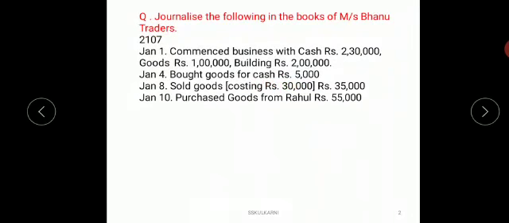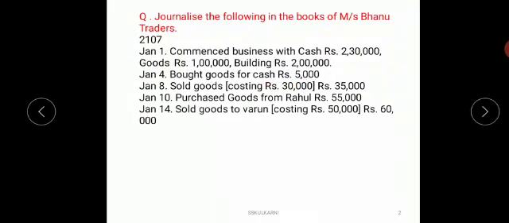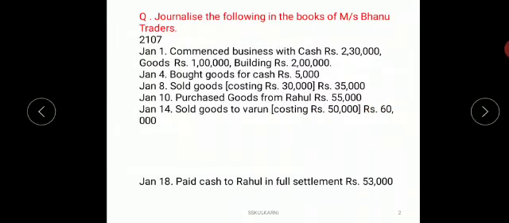Purchased goods from Rahul 55,000. 14th sold goods to Varun costing rupees 50,000 for 60,000. Now when I say costing rupees 50,000, this amount of 50,000 is your purchase price. So 60,000 is to be considered.